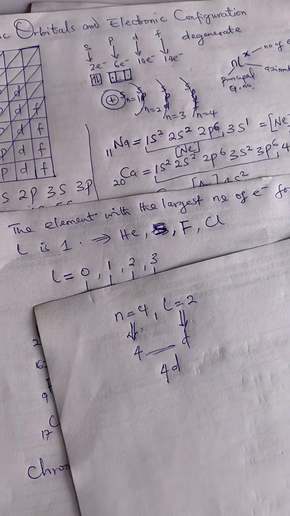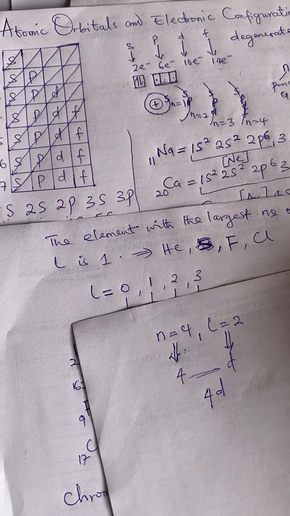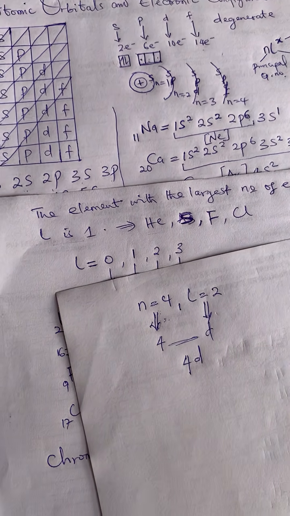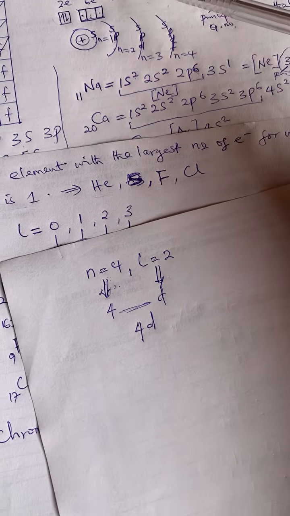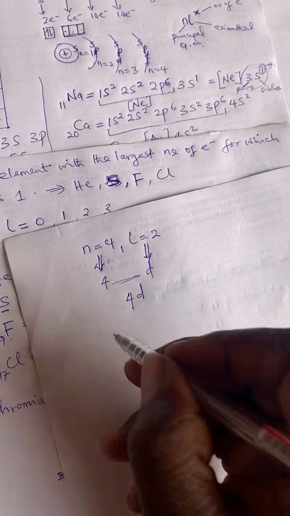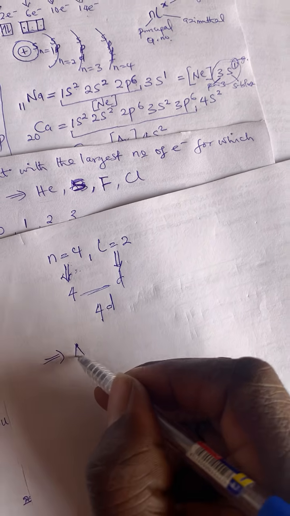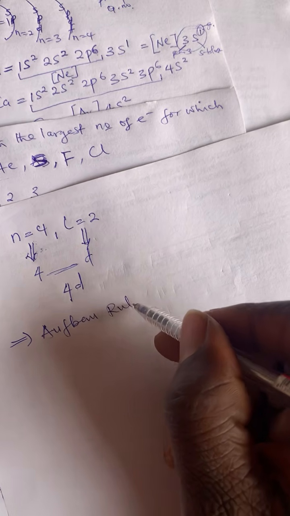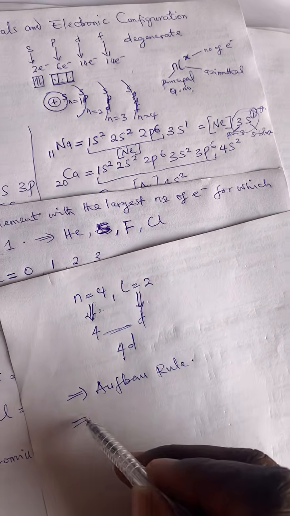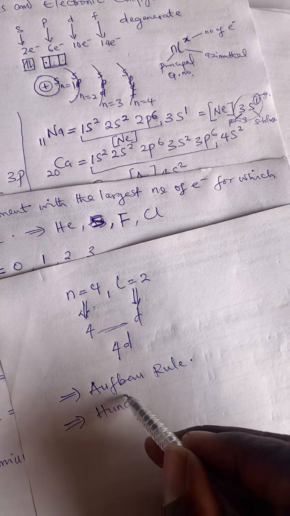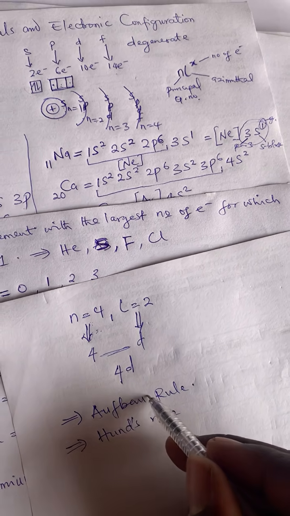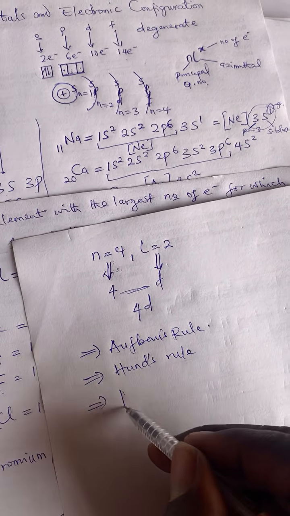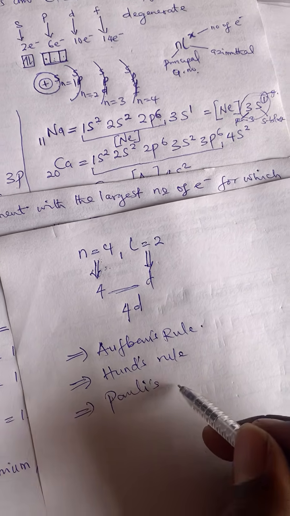Okay, and then a few other things will still revolve around the rules of electronic configuration. We have the Aufbau rule. Then, of course, you know about Hund's rule. Then, of course, we have the Pauli principle, or rule.